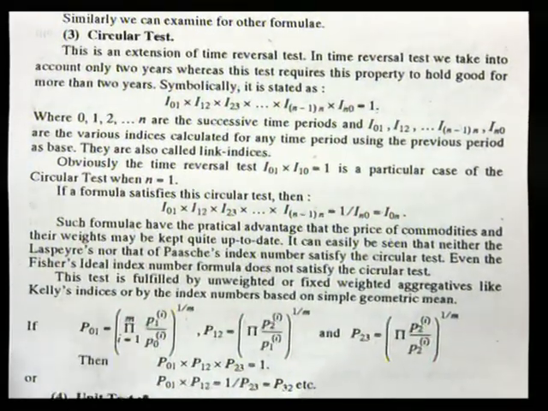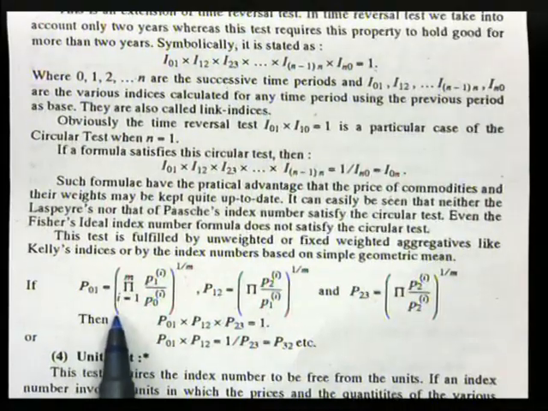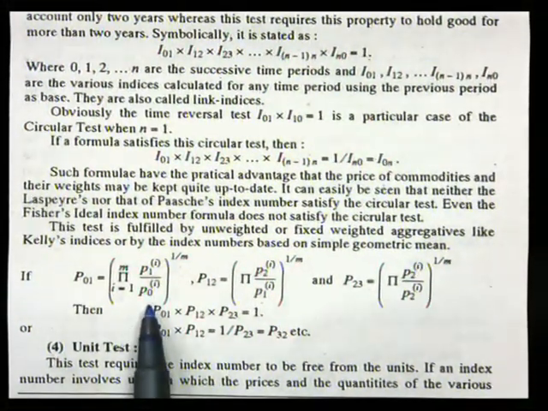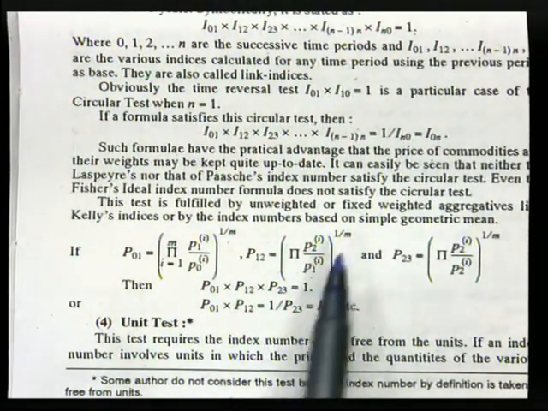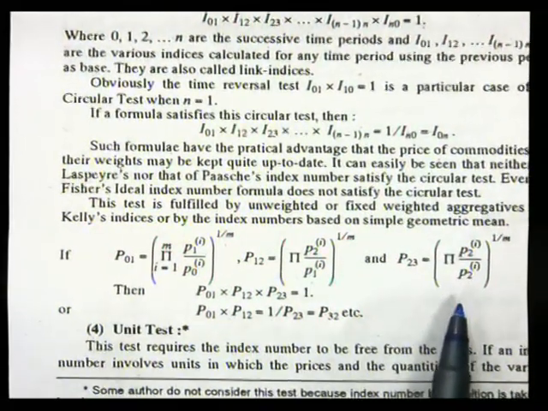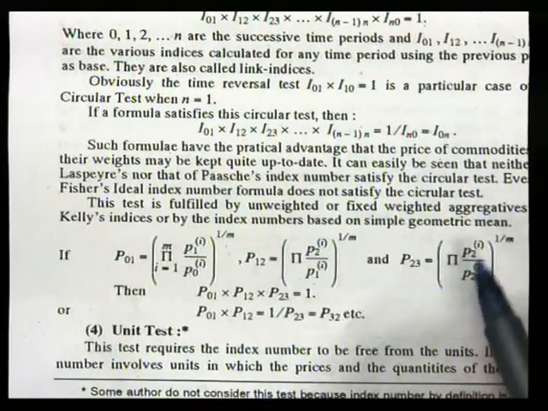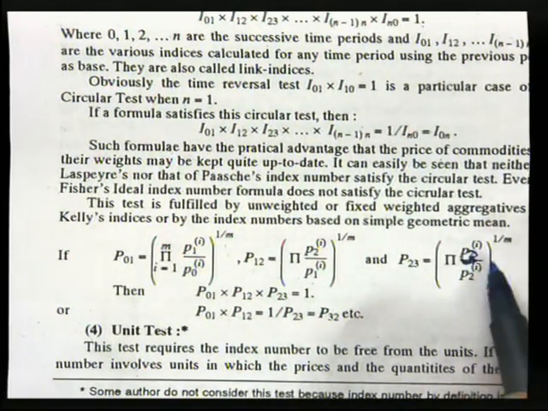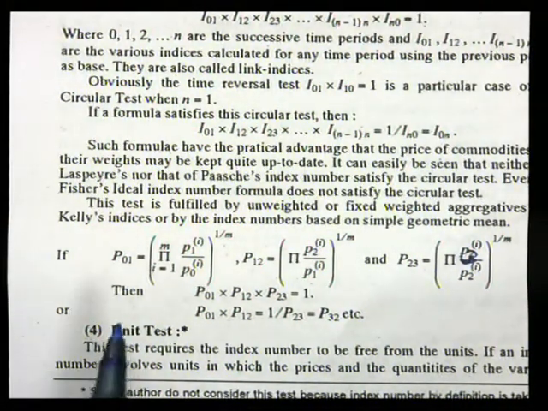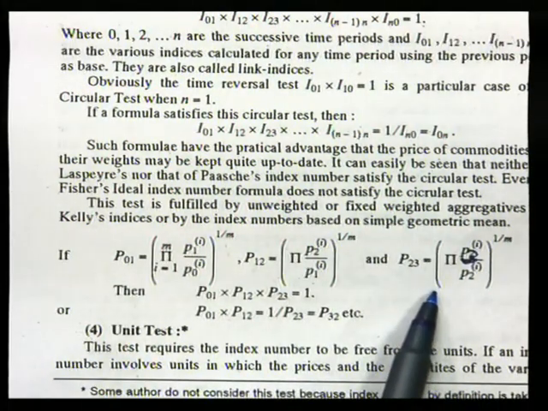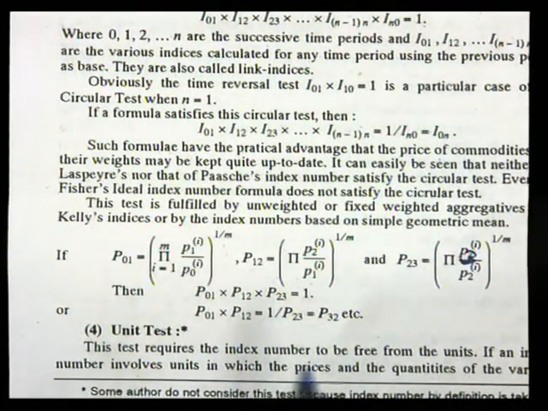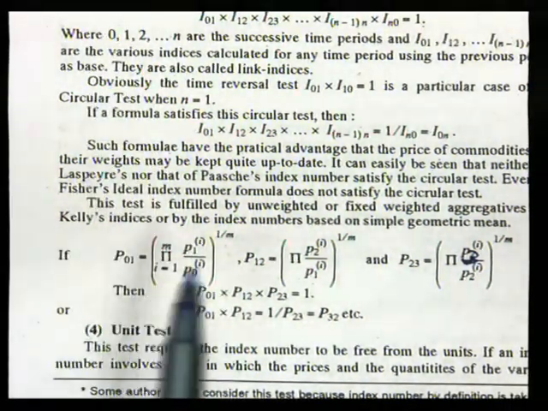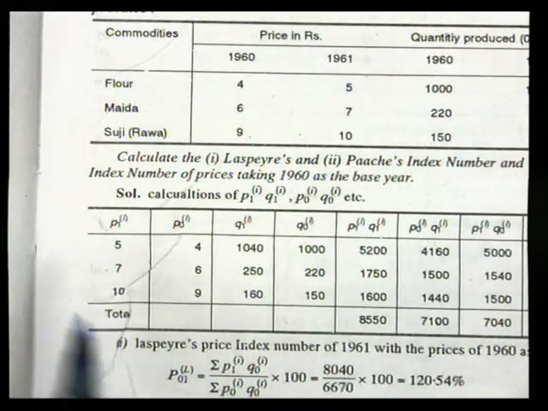If we say that P01 is equal to the product of i running from 1 to m, P1i upon P0i raised to 1 upon m, P12 equal to product P2i upon P1i raised to 1 upon m, and P23 equal to product P3i upon P2i raised to 1 upon m, then the product of P01 into P12 into P23 equals 1, or P01 into P12 is equal to 1 upon P23, that is equal to P32, etc. So this is the circular test and that is very important, but time reversal test is a particular case of circular test.